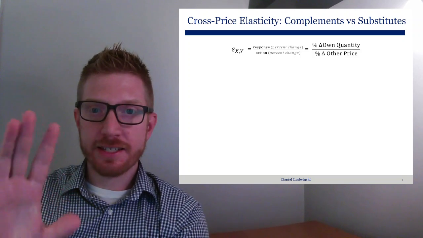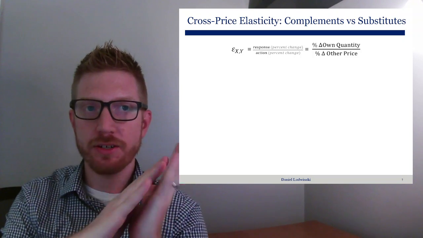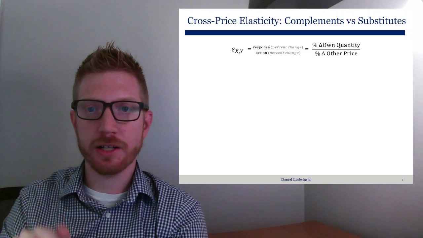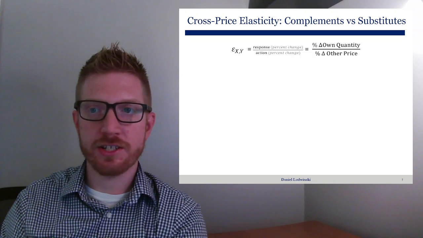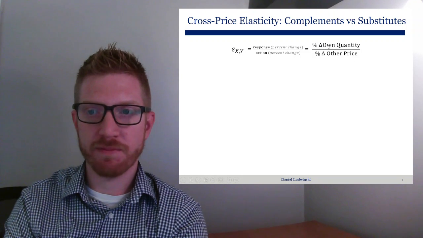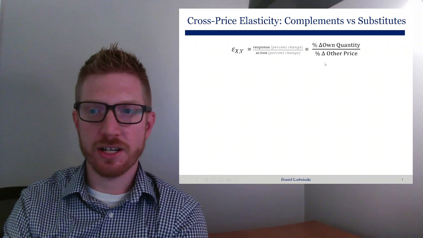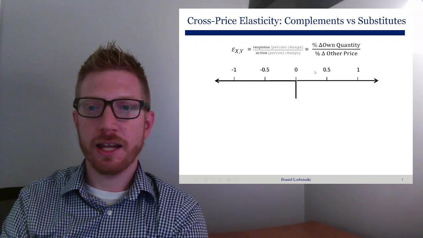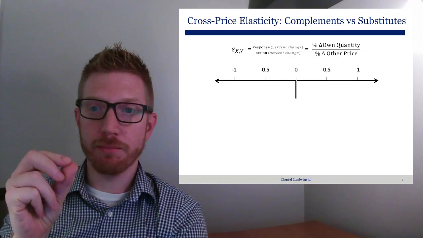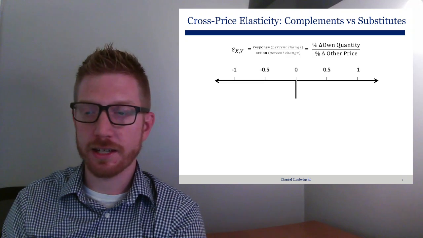So again, elasticity is still the relationship between an action or a stimulus and the response measured in percent changes. Now we have own quantity. We're emphasizing the own part here with the percentage change of the other price. And again, we can map this to numbers. We're getting a unitless number for elasticity.